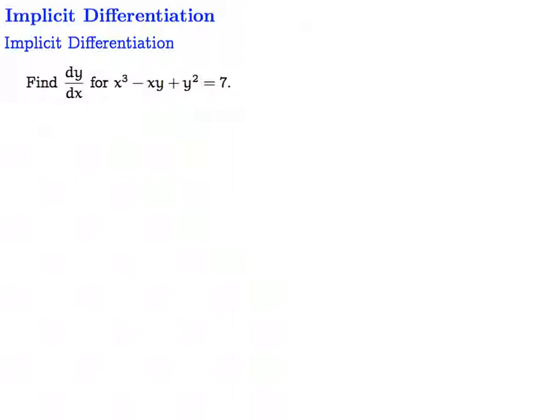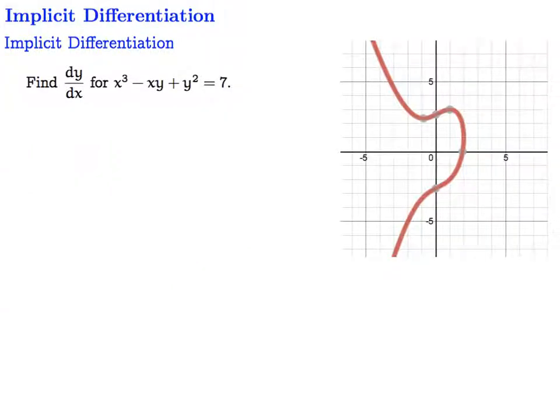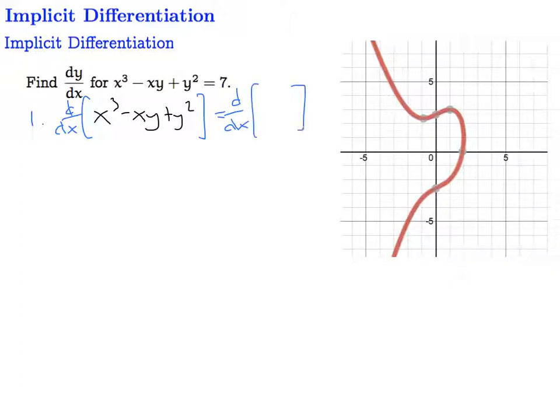So let's go ahead and try out this idea of implicit differentiation for something a little more interesting looking here. X cubed minus xy plus y squared equals 7. So this function has a pretty neat graph over there, but let's just follow our steps. So step 1 says we need to take the derivative of everything, so we take the derivative of both sides. So we put x cubed minus xy plus y squared into the derivative, and this will equal also what happens when we take the derivative of just 7.